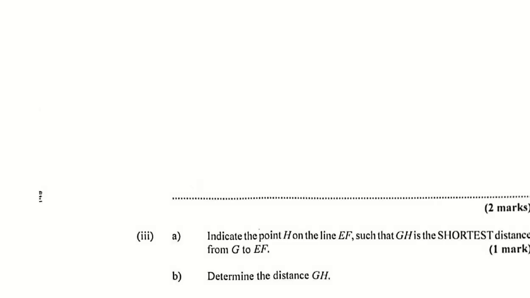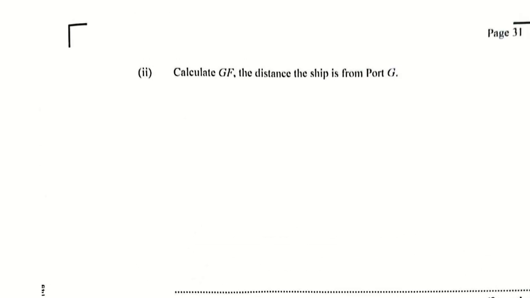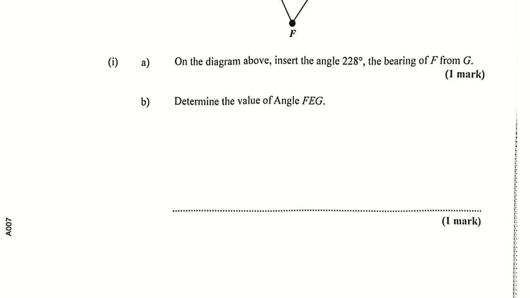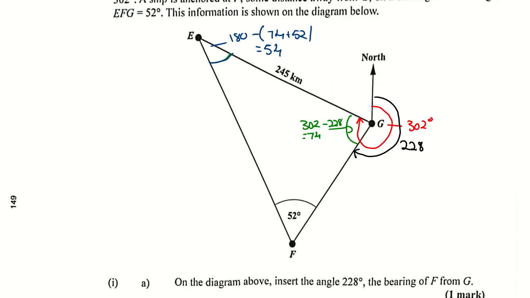Calculate, hold on, let's zoom up. Calculate FG, the distance of the ship from port G. So they want FG, so they want this here. So all three angles are given on a side, so we can use sine.